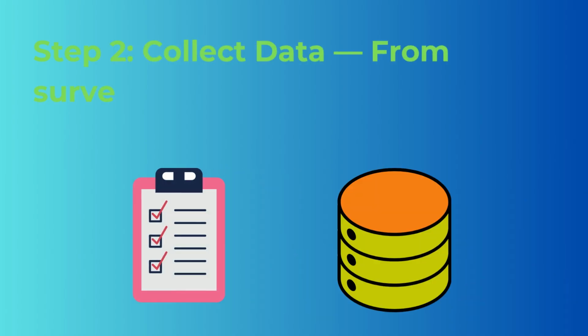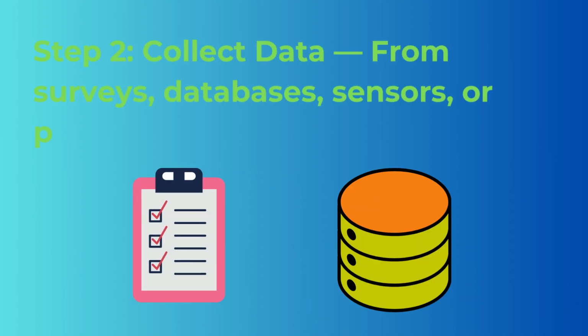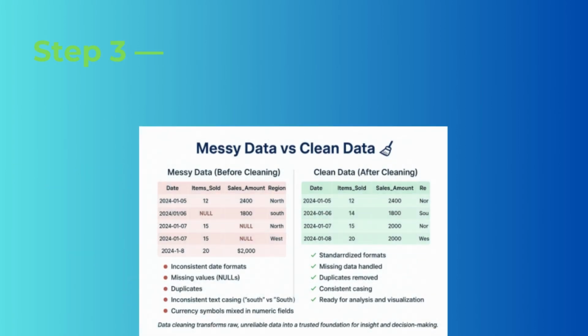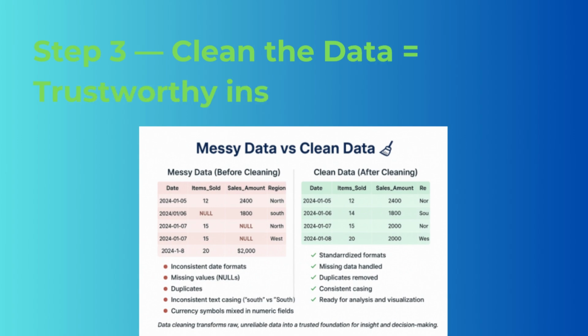Data collection. This could come from surveys, company databases, sensors, or even public data sets. Step 3. Data cleaning. Real world data is messy. There are missing values, typos, duplicates. Cleaning ensures you are working with accurate information.